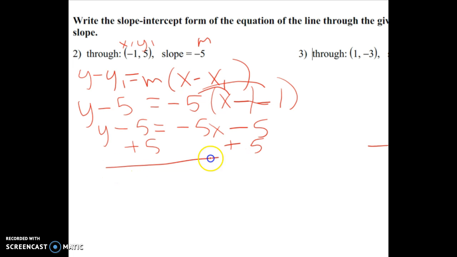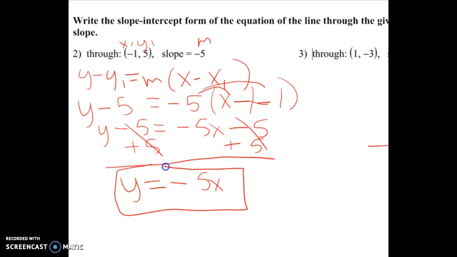To get y by itself, we're writing it in slope-intercept form, which is y equals mx plus b. So we end up with y equals negative 5x, and negative 5 plus 5 cancels to 0. So we just get y equals negative 5x for the slope-intercept form. Our b value, our y-intercept, is 0.